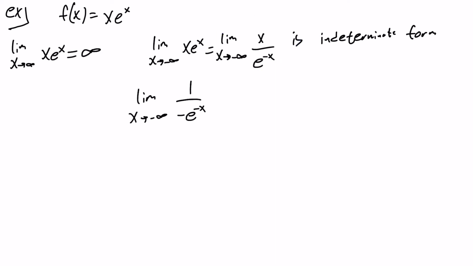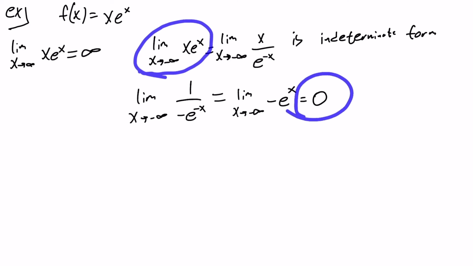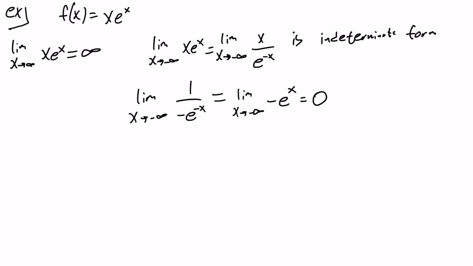So we get something that looks a little like this, and we can rewrite this as the limit as x goes to minus infinity of minus e to the minus x. This should be a negative infinity, sorry, which this is 0. So the limit as x goes to negative infinity of x e to the x is 0. Let's keep that in mind when we're going to draw our function.